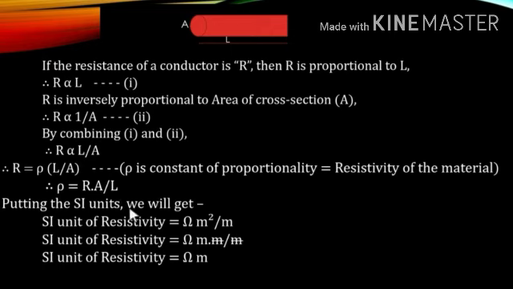Now putting the SI units, we get the SI unit of resistivity is equal to the SI unit of resistance, ohm, into the SI unit of area, meter square, divided by the SI unit of length, that is meter. Now one meter from this meter square and this meter will cancel each other, and then we get the SI unit of resistivity: ohm meter.